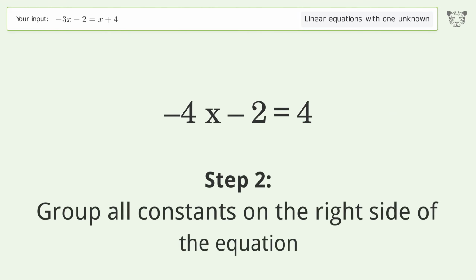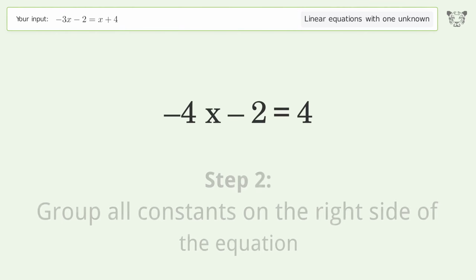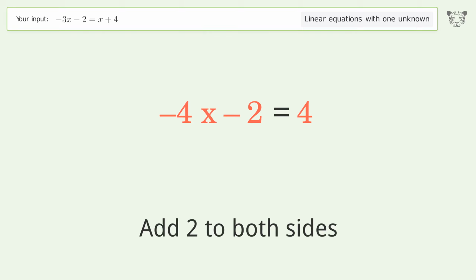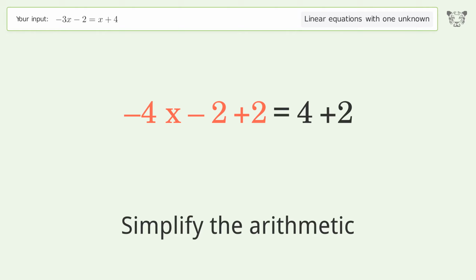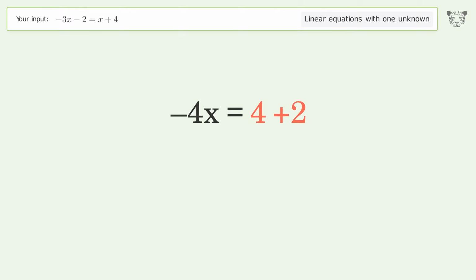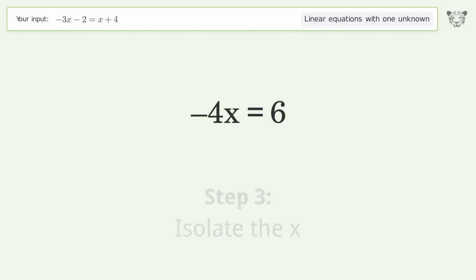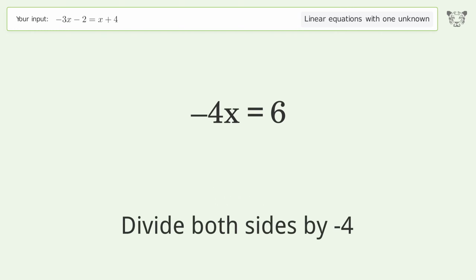Group all constants on the right side of the equation. Add 2 to both sides. Simplify the arithmetic. Isolate the x. Divide both sides by -4.